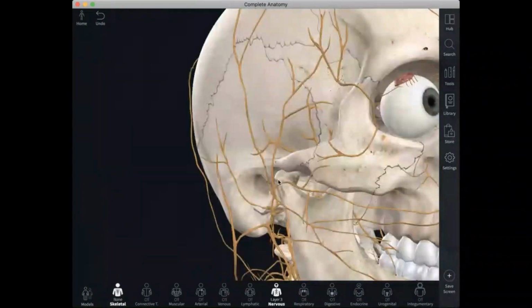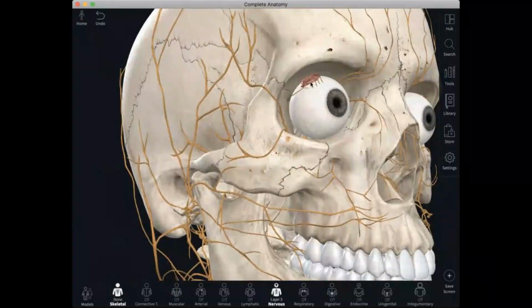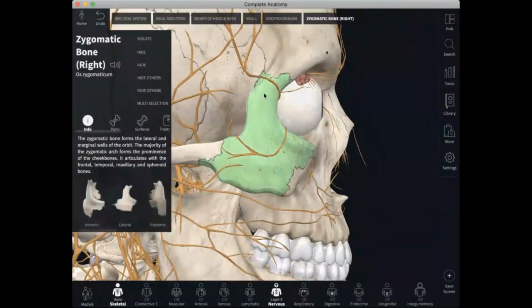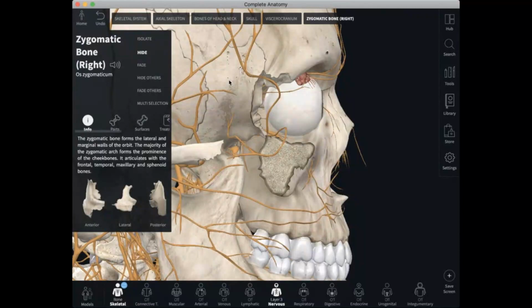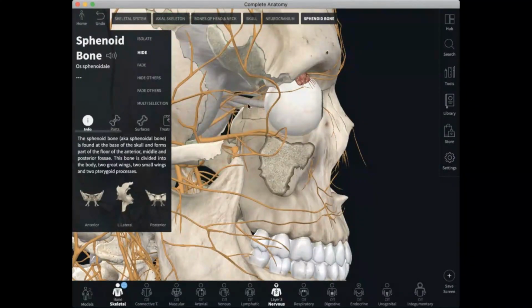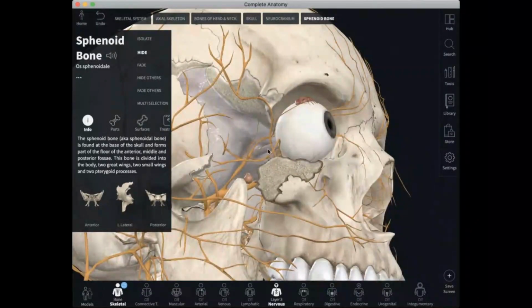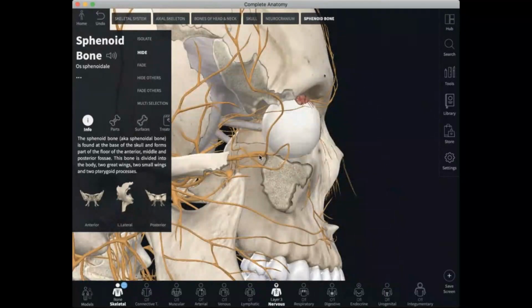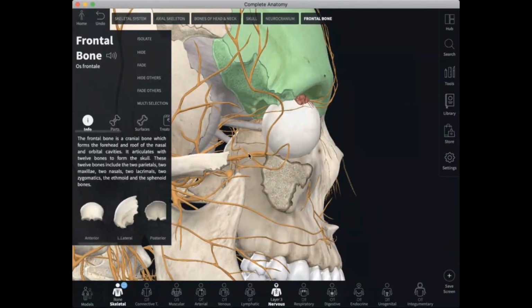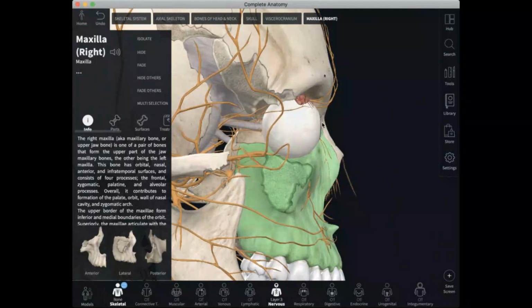What you see here is the optic cavity, and I will remove this zygomatic bone and this sphenoid bone to show you the optic nerve. Here you see the dural sheath is covering the optic nerve. So whenever there is intracranial pressure, there is also edema of the optic nerve, because of this dural sheath extension, because the dural sheath extends all the way through this.